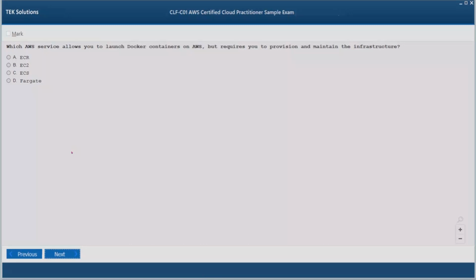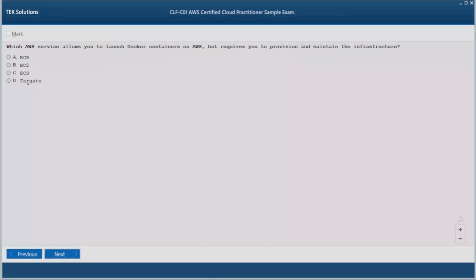The service which allows you to launch Docker containers. There are two services which allow us to launch Docker containers. From the first half of the statement, we can see that the answer is either Fargate or ECS, not EC2 or ECR. ECR is a container registry and EC2 is a machine. So it's either ECS or Fargate, and A and B are out from our options list.